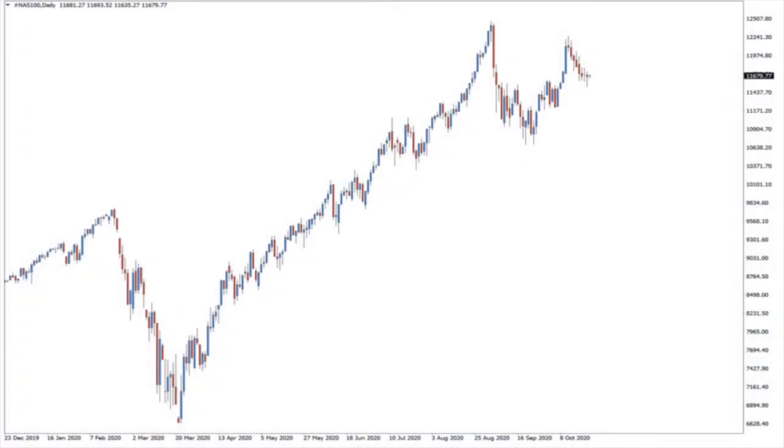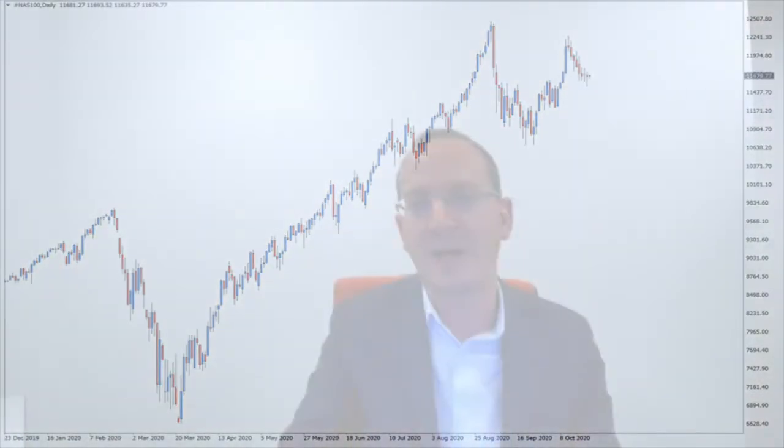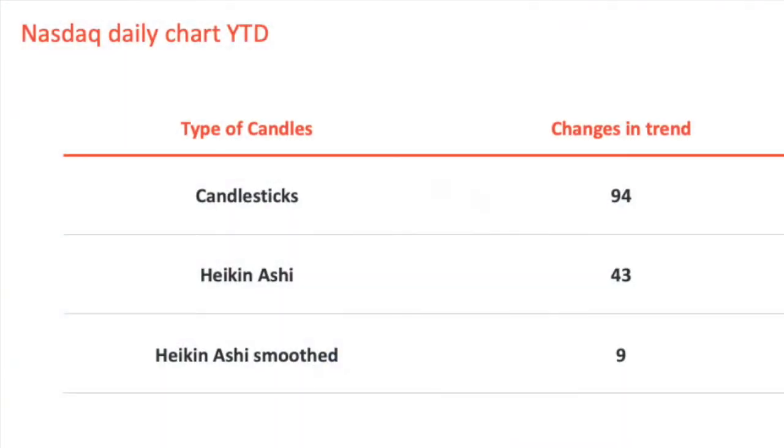During the presentation at the IFTA conference, I also made an example of how many times, last year, the Nasdaq index changed trend on a daily chart. If we use candlesticks, we count 94 times, I mean 94 times the color of the candlestick changed over the time. With Heikin Ashi it was less than half, 43. And with my favorite version, Heikin Ashi smoothed, only 9 times.